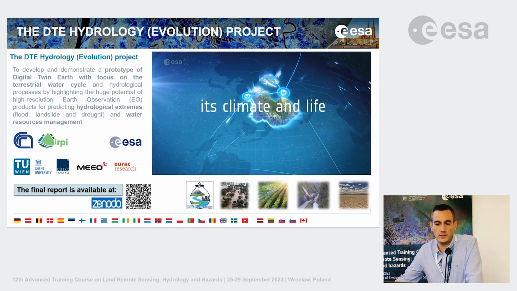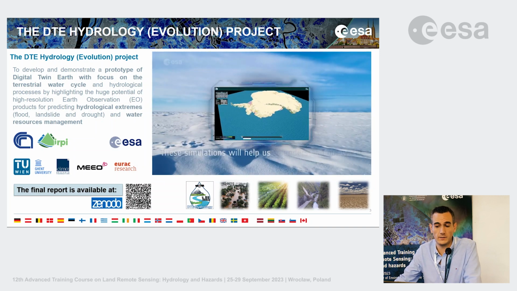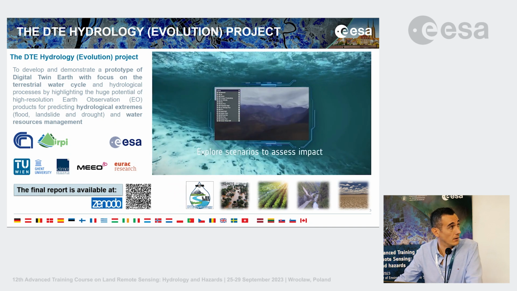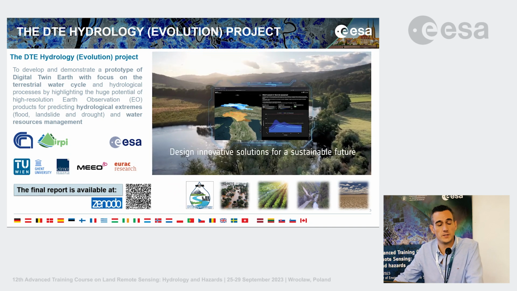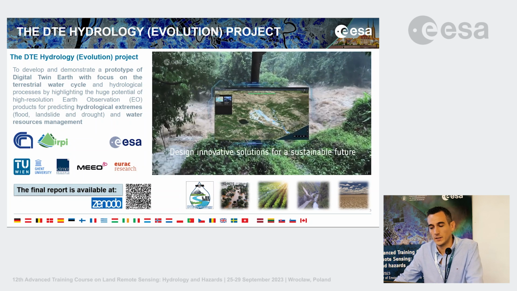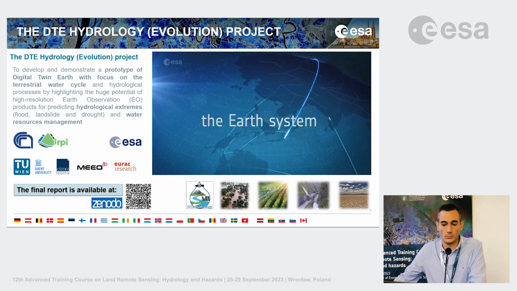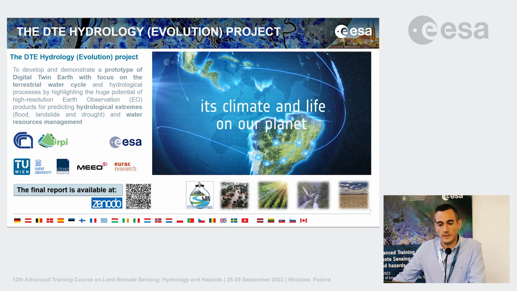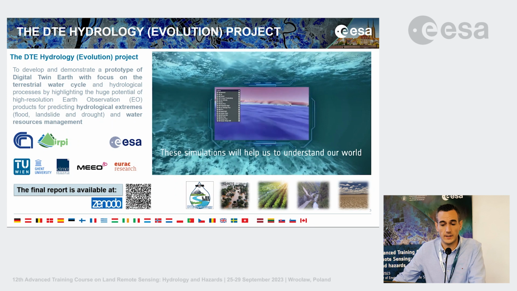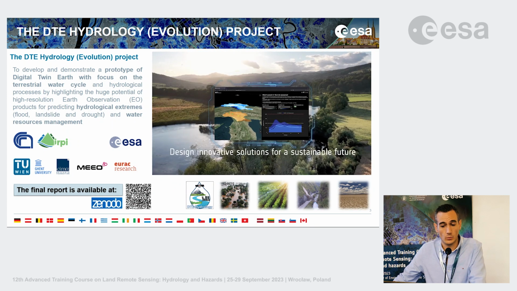So the DTE Hydrology and DTE Hydrology Evolution project, as we said, is an activity aimed at creating a digital twin Earth for the water cycle, so for hydrology. Based on novel high-resolution Earth observation data, and able to predict hydrological extremes and to help applications aimed at water resources management.